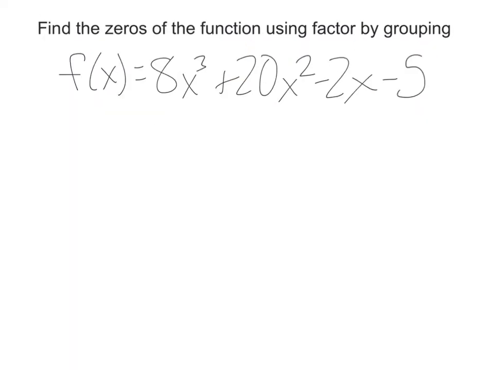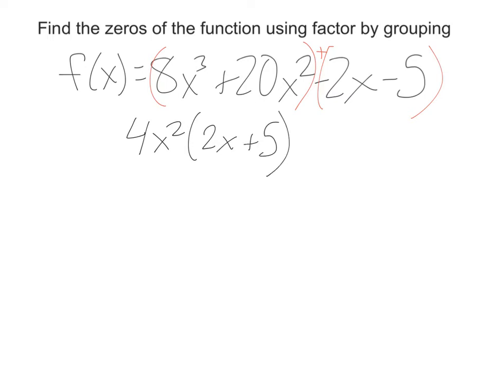Let's try this one here. This one says find the zeros of the function using factor by grouping. So I'm going to go ahead and group the first two and the next two. And I like to put a little plus between these to know that it's not multiplication yet. Okay, so I'm going to take out my GCF of the first one, which looks like it's going to be 4 because 20 and 8 are divisible by 4, x squared. And I'm left with 2x plus 5.